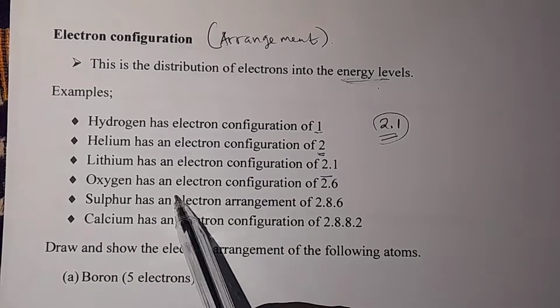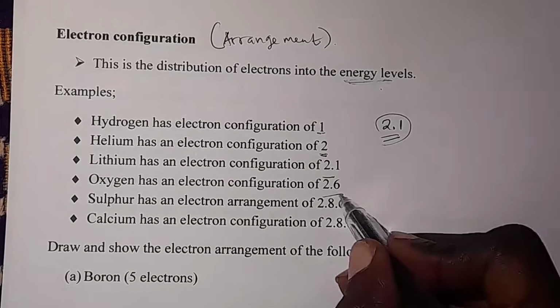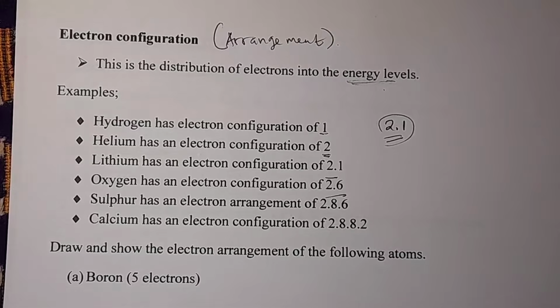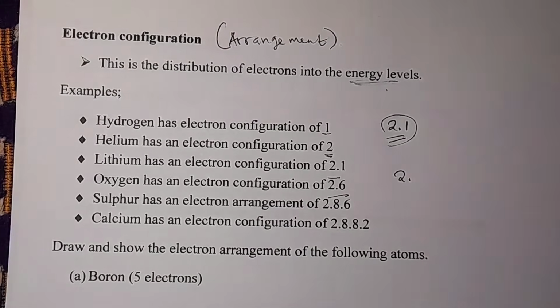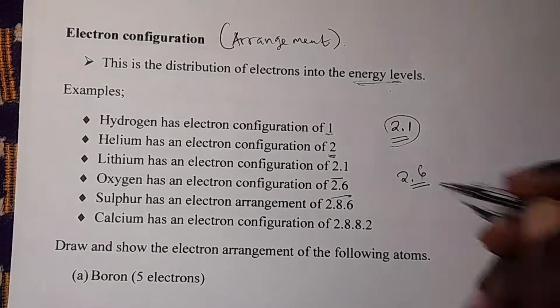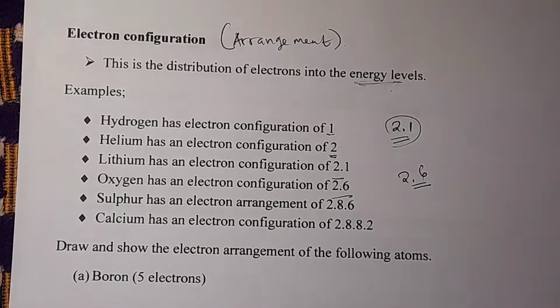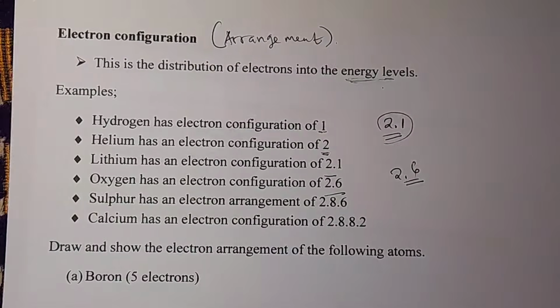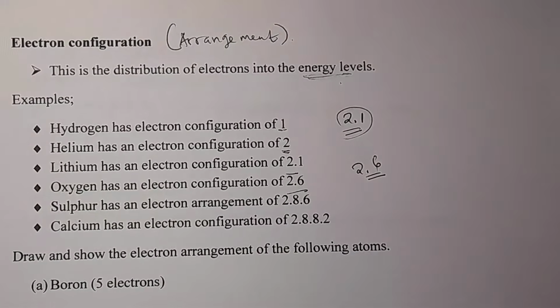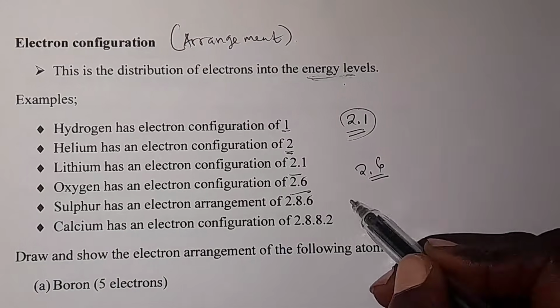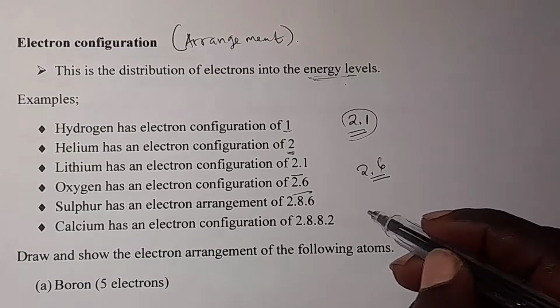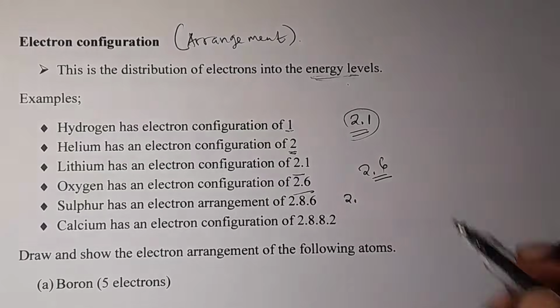Oxygen has an atomic number of 8. The first energy level carries a maximum of 2, so the remaining 6 go to the second energy level. There we have 2 6 as the electronic configuration for oxygen. Next, let's go for sulfur. Sulfur has an atomic number of 16. For the electronic configuration, the first energy level will take 2.